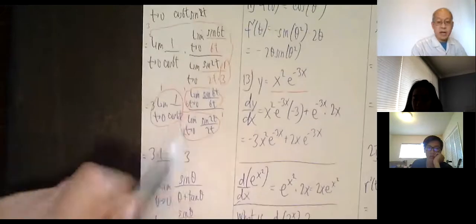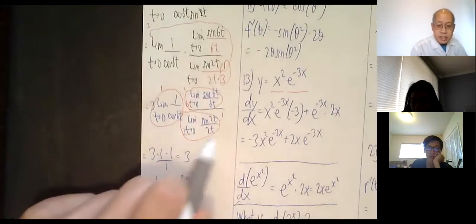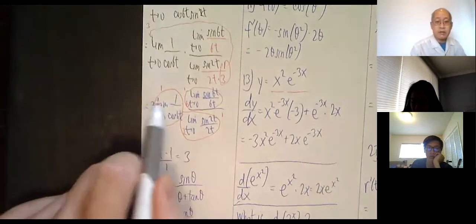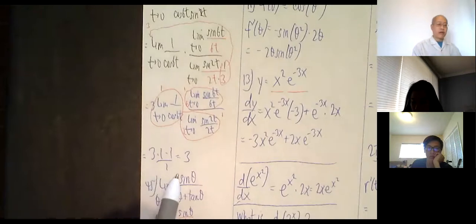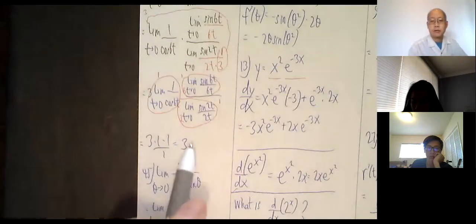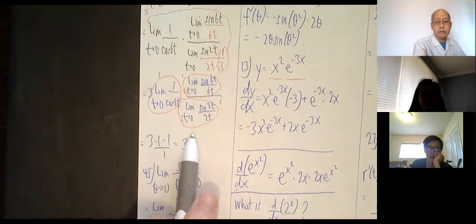So therefore, by that logic, this limit is 1. This limit is 1. And this limit is 1. So I have 3 times 1 times 1 divided by 1. So the final answer is 3, ultimately. It's a little bit tricky, but that's the way that one works.